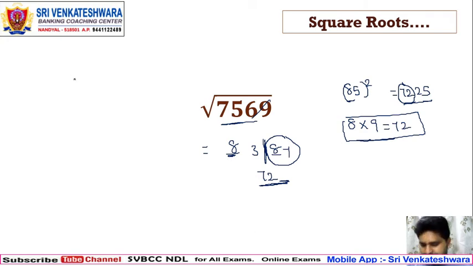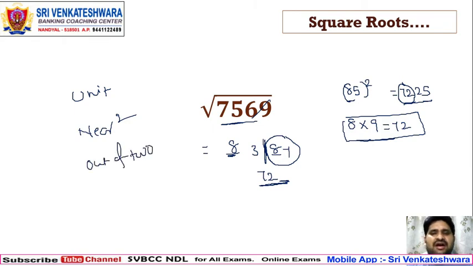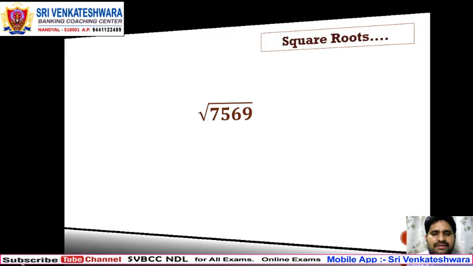So step 1, unit digit. Step 2, nearest perfect square. And step 3, out of two options, which one is correct. Simply, this is how to find the square root. Clear? Let's check the next example.